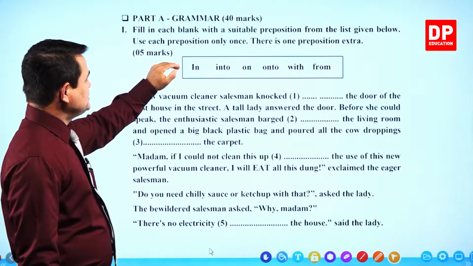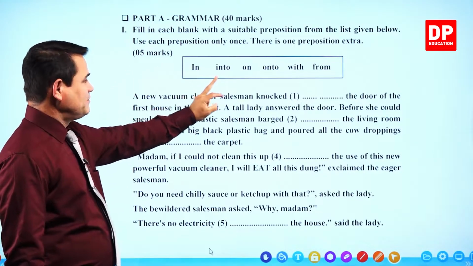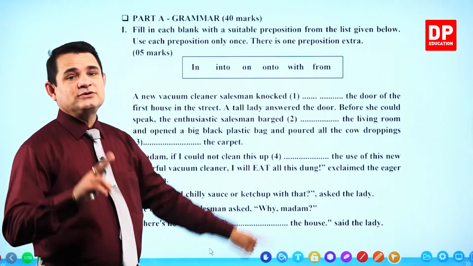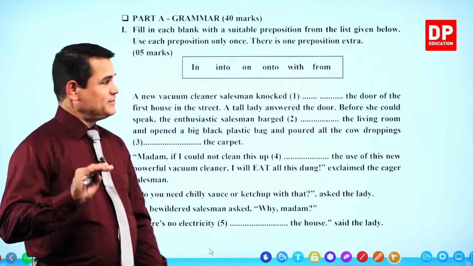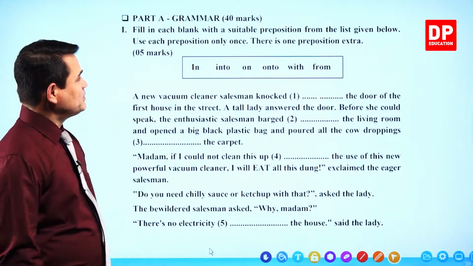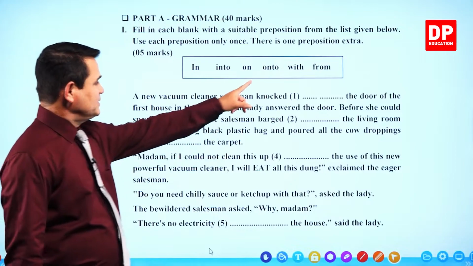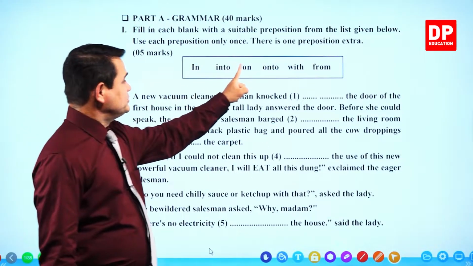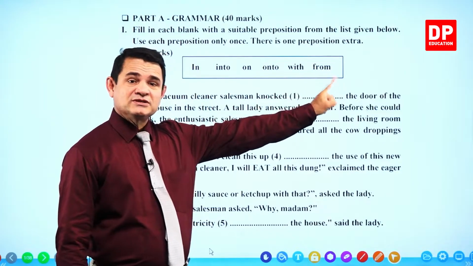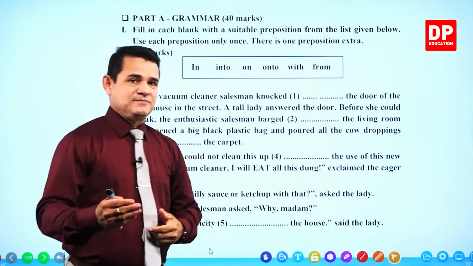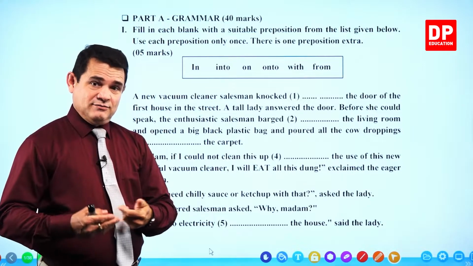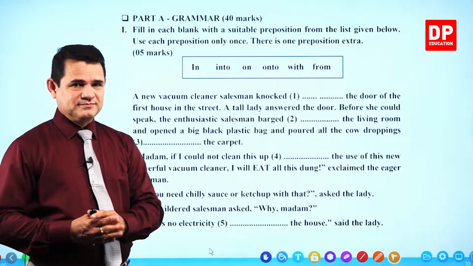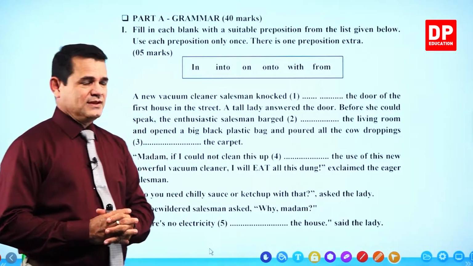Use each preposition only once. So that means you can't use one word two times. And there is one preposition extra. Now here there are 5 blanks but here 1, 2, 3, 4, 5, 6 prepositions are given. So then there is a challenge. So then one word is extra. So be careful. Let's see.